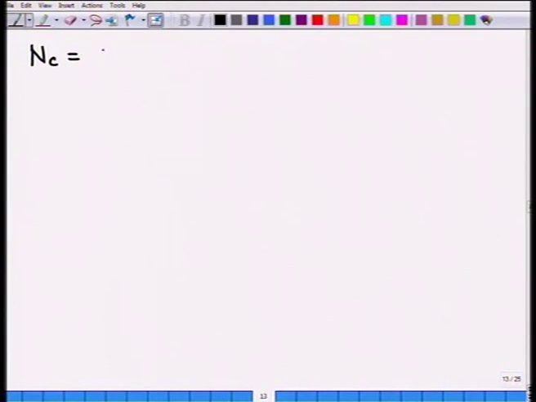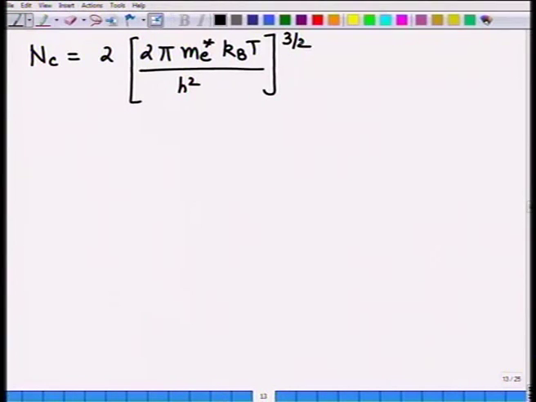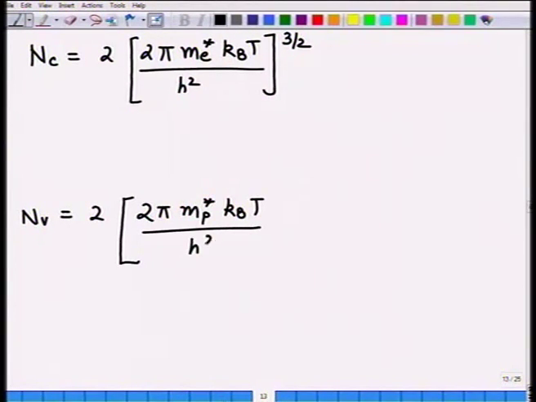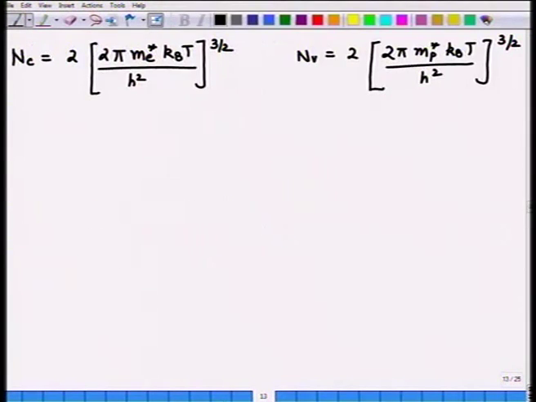N_c was equal to 2 times (2 pi times effective mass of electrons times k_B T over h square) to the power 3 by 2, and N_V equal to 2, same expression, very similar expression, but the effective mass of holes we now have to use. So, these are the effective density of states. Now, let us just calculate these numbers, how much they are.